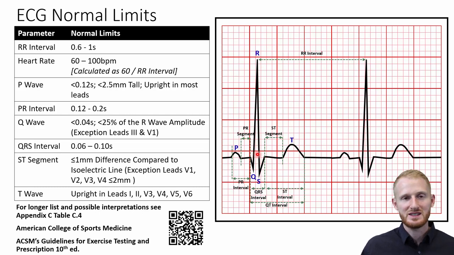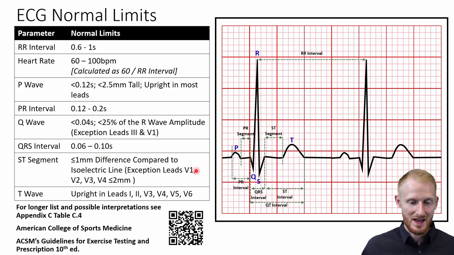So we got about a 16 millimeter R wave and about, let's see, about 2.5 millimeter deep Q wave. So 2.5 over 16 is less than 25%, so it is within the normal ranges. And there are some exceptions to this where certain leads show things a little differently. The next parameter on our list is the QRS interval, which is the full ventricular depolarization waveform, and that is typically somewhere between 0.06 and 0.1 seconds long.